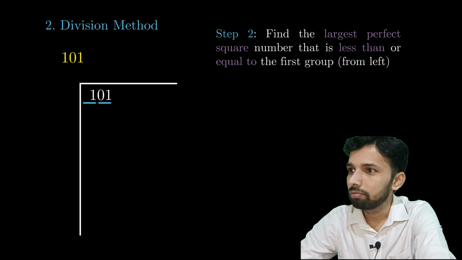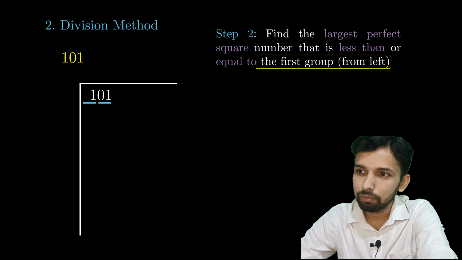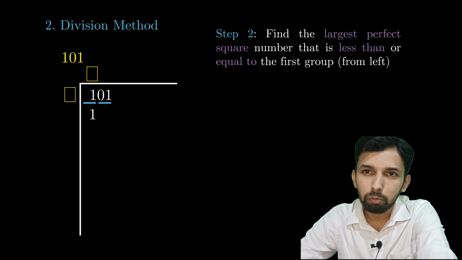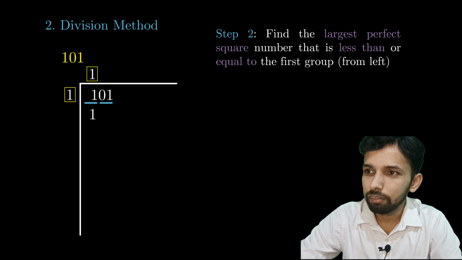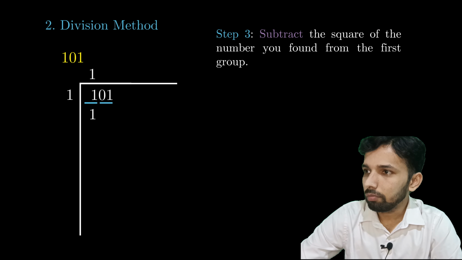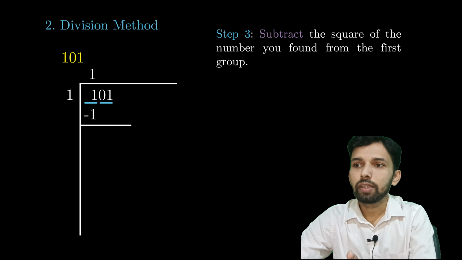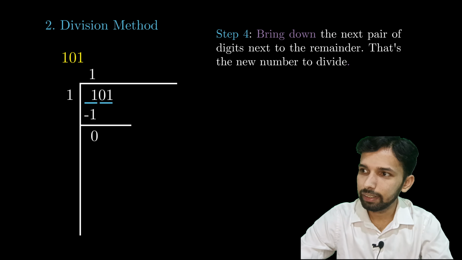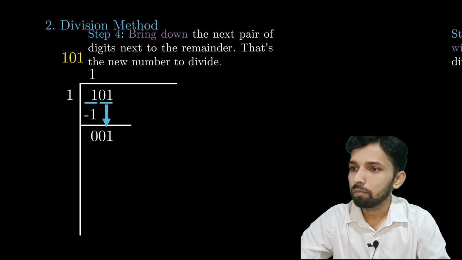Then we move to step 2, largest perfect square number that is less than or equal to the first group. You notice that it is already there. The first group is 1. That itself is the perfect square number, so we write it there. 2 empty boxes. What should I write into those 2 yellow boxes? Obviously number 1, right? 1 ones are 1. Subtract the square of the number you found from the first group. We'll have to subtract 1 minus 1. That gives us 0. And we bring down the next pair with the next step, right? That leaves us with the number 001, or in short, 1, right?